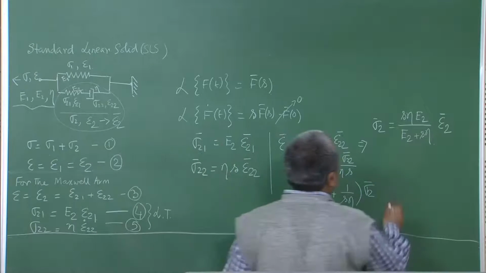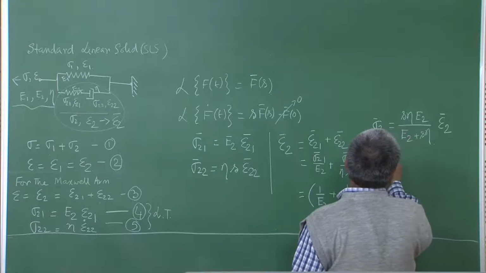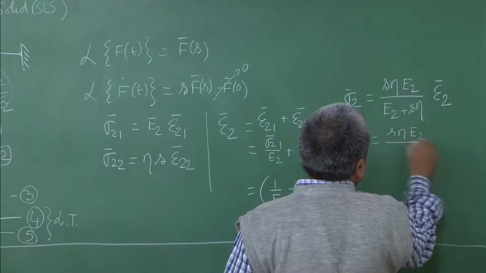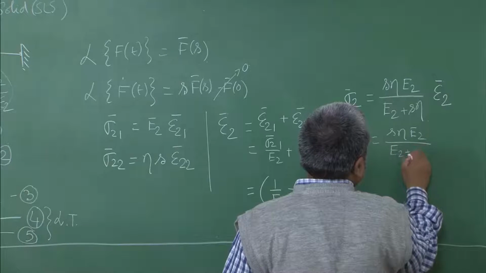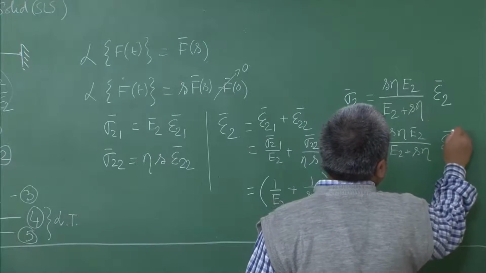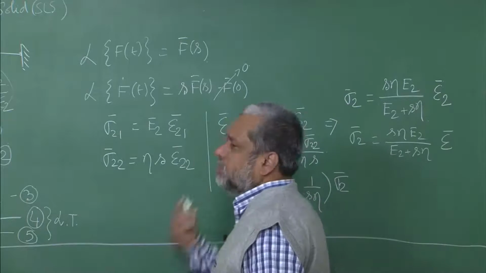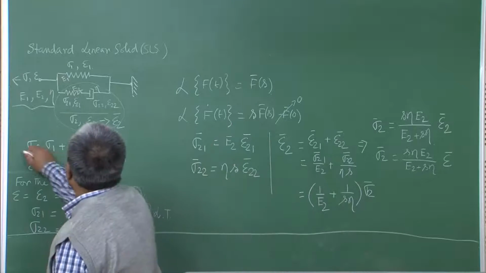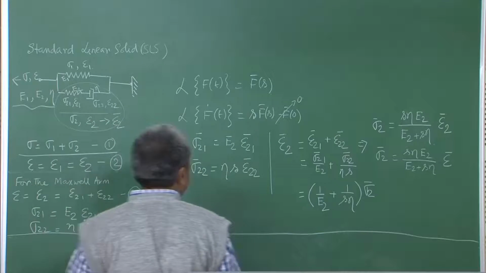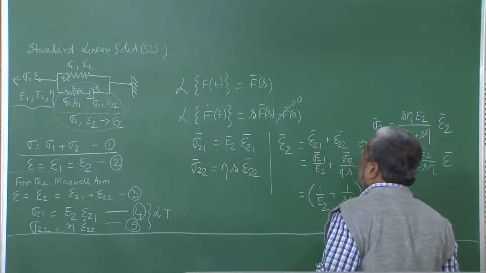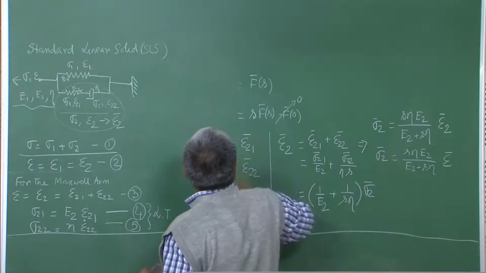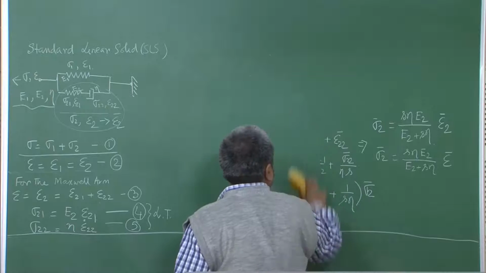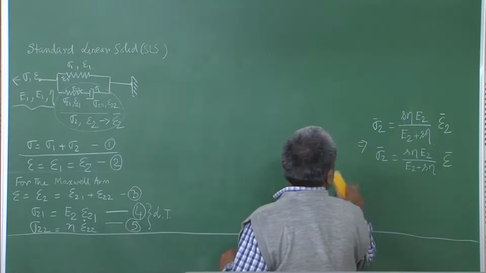So, we may also write that this sigma 2 bar is actually S eta E2 over E2 plus S eta epsilon bar, because the strain is the same. So, we can use that, and let us now use the last equation, that is sigma equals sigma 1 plus sigma 2. I am just erasing the middle part now, because these things we have already obtained.